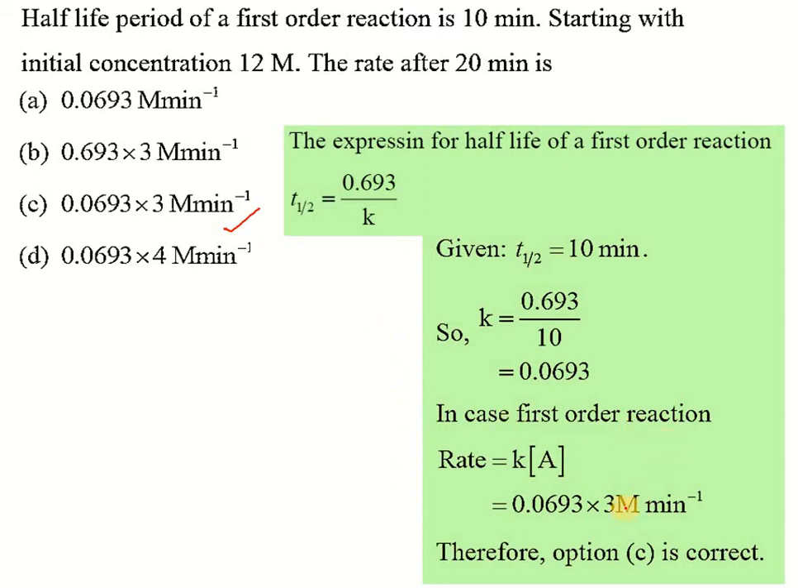Here is how this 3 M came: the initial concentration is 12 and the half-life is 10 minutes. If you check the concentration, starting with this concentration, the half-life period of the first order reaction is 10 minutes, and 20 minutes means two half-lives. The 12 molarity gives 6, which will give 3. So after 20 minutes it is 3 molarity.